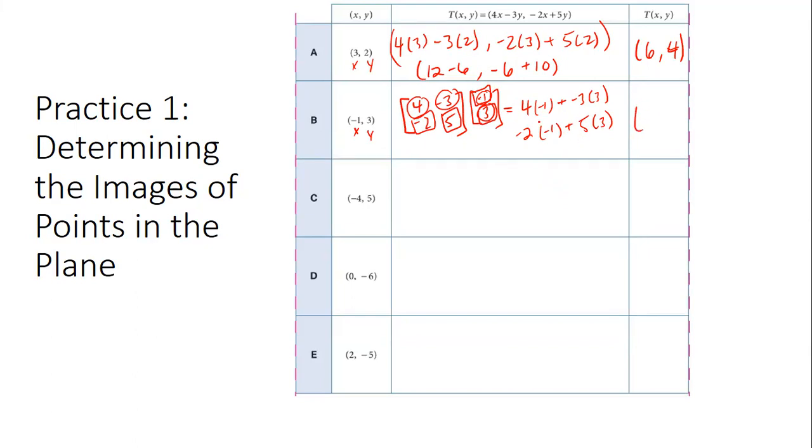So cleaning up the math, what is 4 times negative 1? Negative 4. What is negative 3 times 3? 4 times negative 1 is negative 4. Negative 3 times 3 is negative 9.